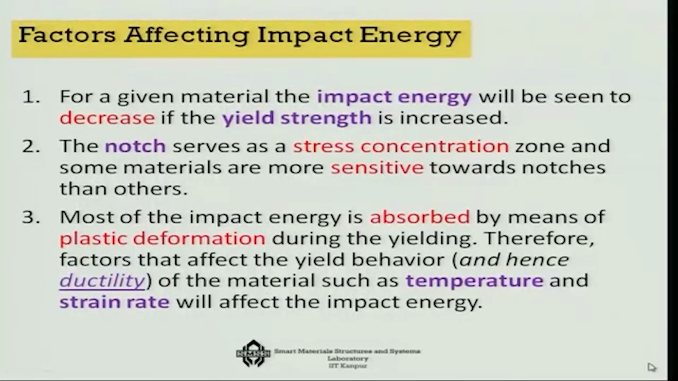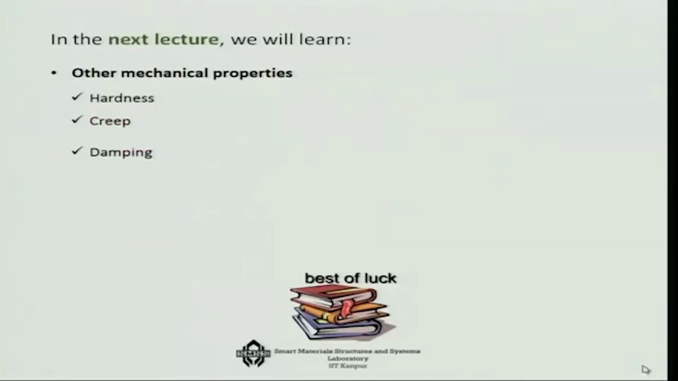Now, the important factors for impact energy: for a given material, the impact energy will decrease if the yield strength is increased. That is generally found in a material, and the notch serves as a stress concentration zone. Some materials are more sensitive to notches, and most of the impact energy is absorbed during the plastic deformation of the material. Also, temperature and ductility play a very important role.